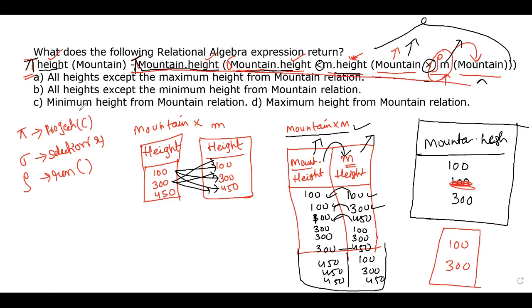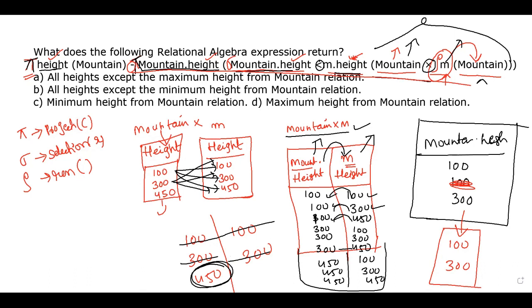So this is the final result of mountain dot height. Now they are going to ask for height of mountain minus this final result. Actually, what is the value of mountain dot height? Mountain dot height is 100, 300, 450. The current result is 100 and 300. They are going to ask about the minus. If you subtract, then this 100 will be crossed out, and this 300 will be crossed out. So the final result is 450.